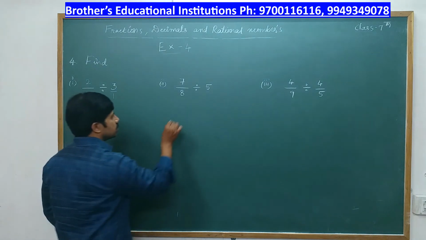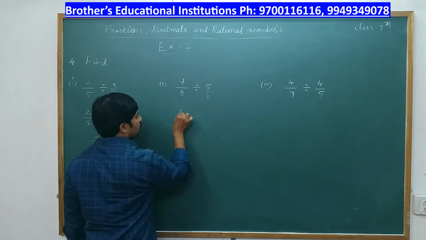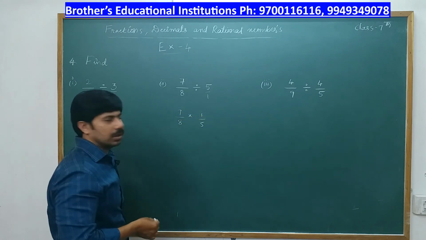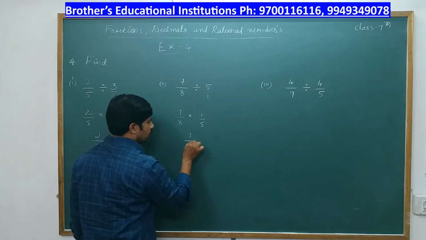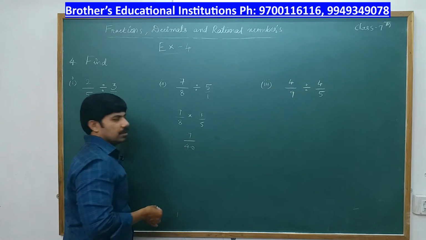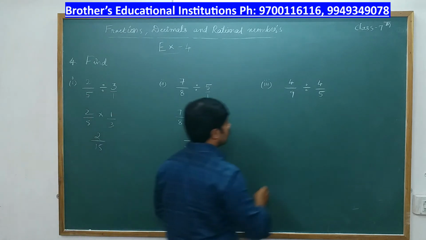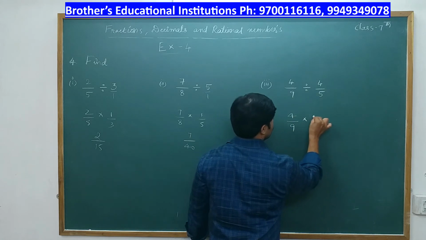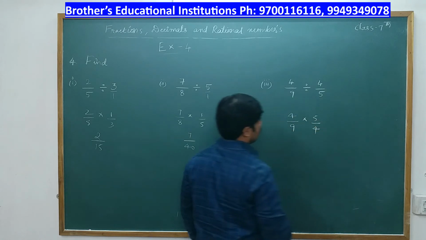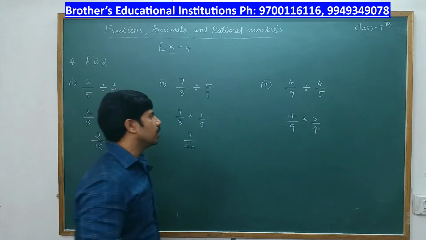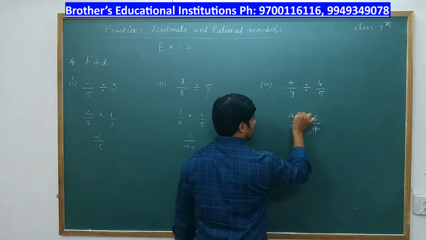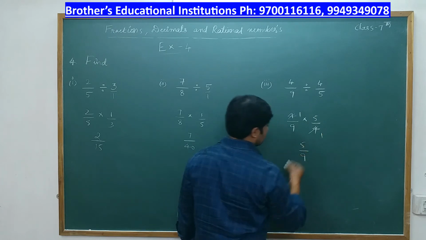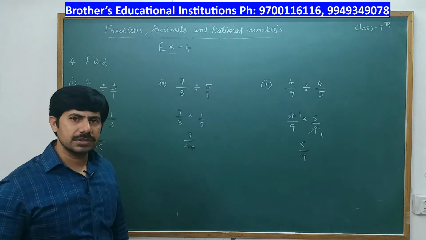So next one is, you can write 5 by 1, write 7 by 8 into 1 by 5. Take the reciprocal. So we get 7 by 40. The next one we have is 4 by 9 into 5 by 4. I take the reciprocal of 4 by 5, it is 5 by 4. Then here 4 we can eliminate, 1 5s are 5 and 9 1s are 9. So the answer is 5 by 9. So this exercise is completed.